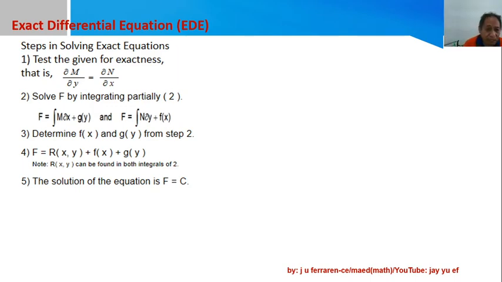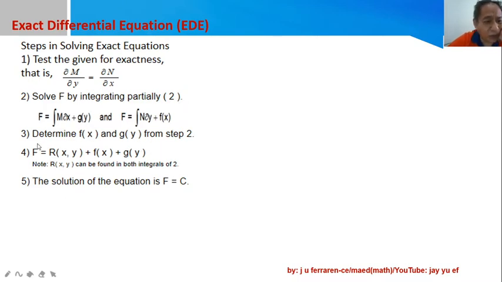Then we take the second term. We integrate partially also with respect to y. Then x is considered a constant, and we can include an unknown function involving x. Then determine the unknown functions f of x and g of y from the result of step 2.